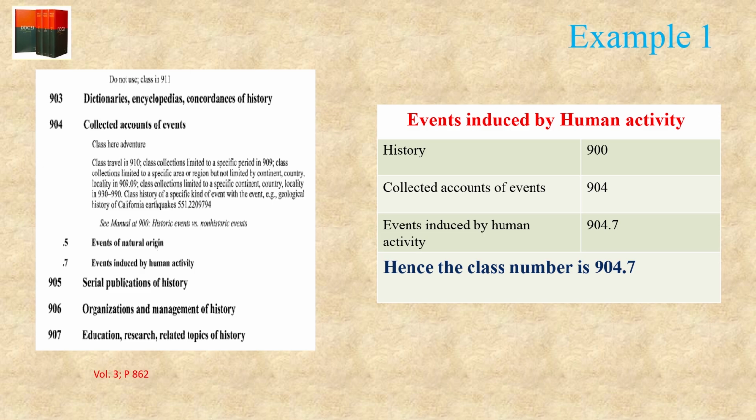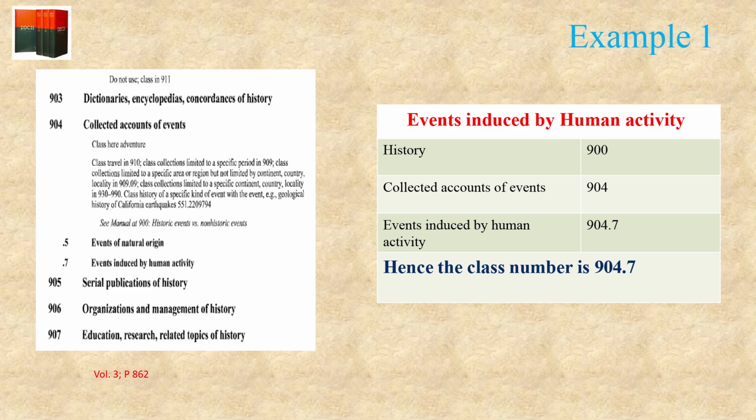The document discusses events caused by human activity. Finding the broad category: what will be the base number or main class? 900, that is history and geography. Since this deals with recorded events, it falls under 900. Locating the subcategory, that is 904, collected accounts of events. Events both natural and human induced belong to 904.